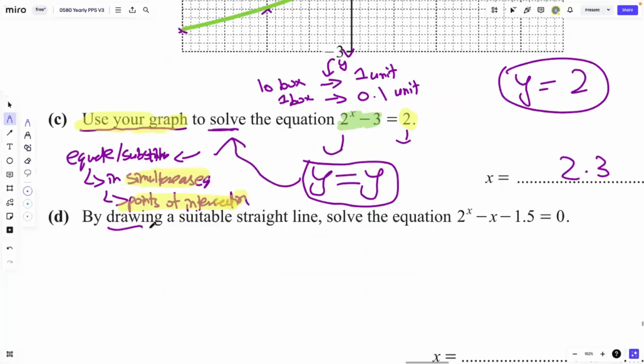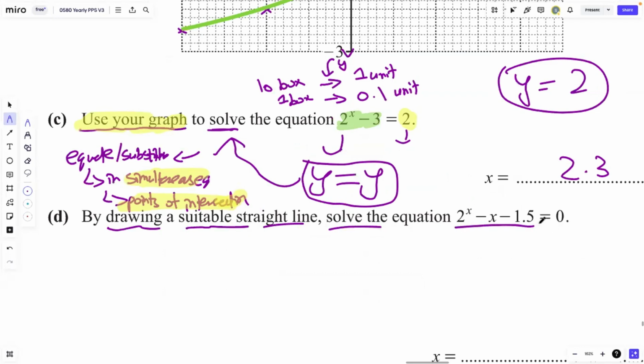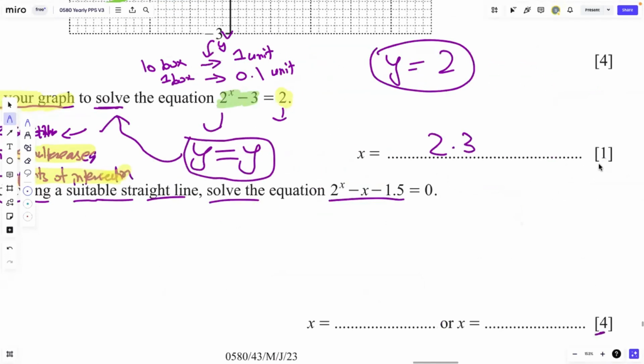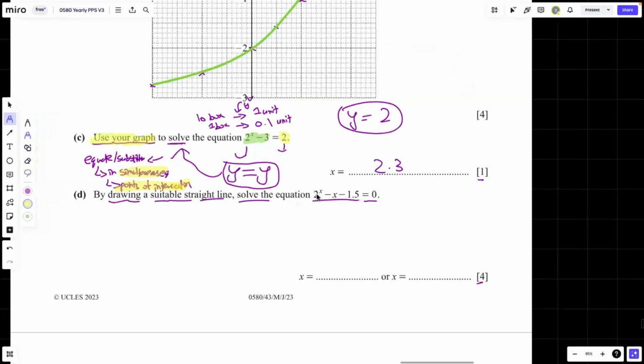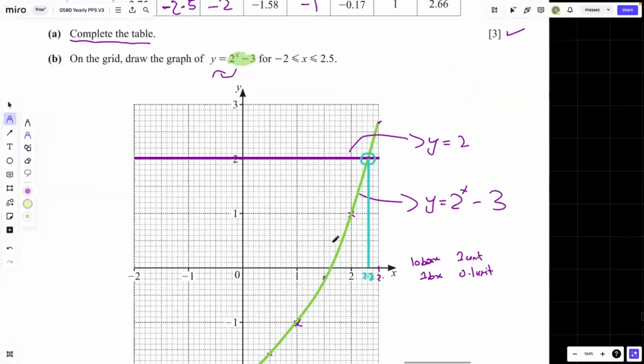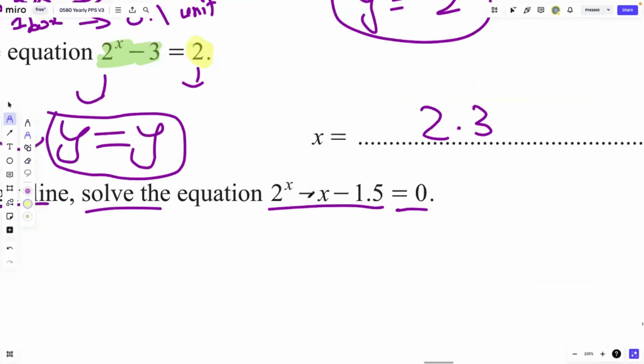And next part, by drawing a suitable straight line, we're supposed to draw a straight line and solve the equation this. Now this one is slightly more tricky compared to the previous one, and that's why the marks are 4, that was for 1. But the method of solving remains the same as to how to attempt such questions. You try to look out for that portion of the equation that's familiar to the equation that we have, 2 to the power x minus 3. We only have the 2 to the power x here, but the minus 3 is missing. So somehow we need to get that minus 3 on the left side.